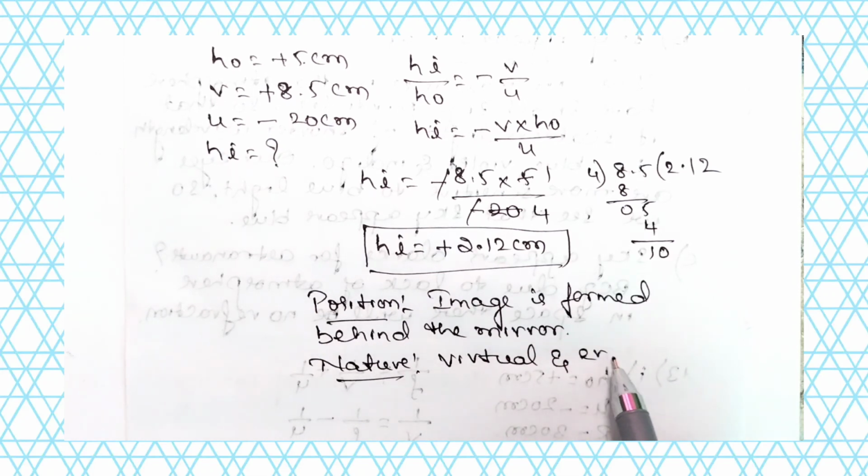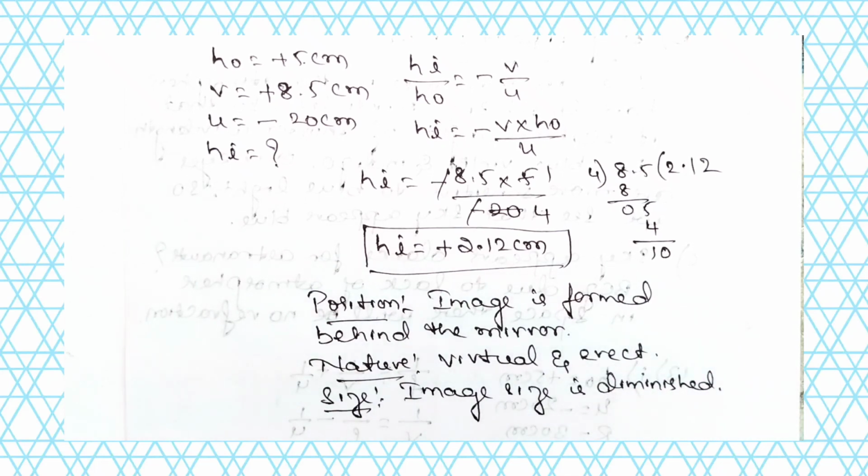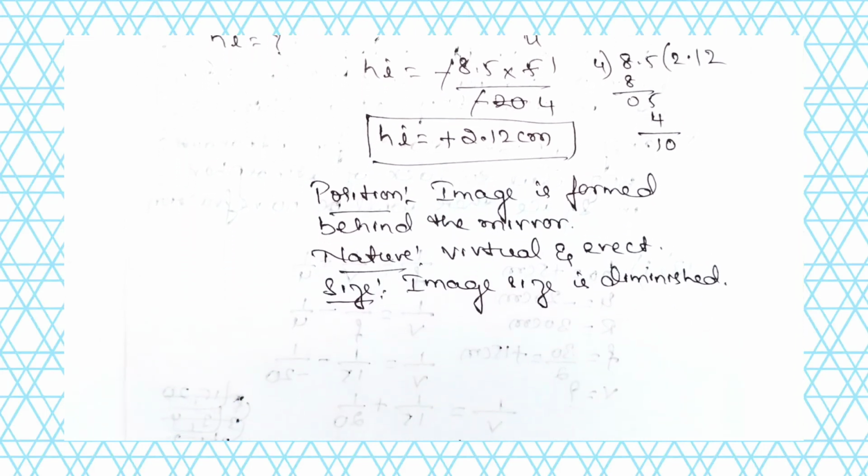The image formed in a convex mirror is always virtual and erect. Then coming to the size of the image, the image size is diminished. Image size is diminished. So these are the three things that you have to write in this one.